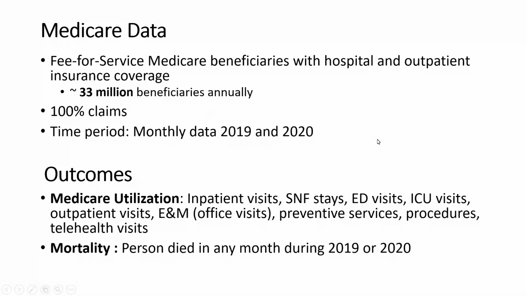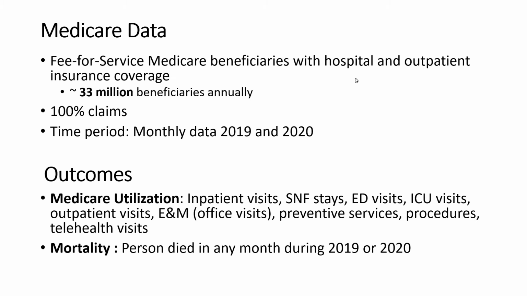So the data that we're using to look at this is Medicare data. There's a kind of virtual data center where you can get access to very recent data from Medicare. So we have access to the universe of claims on patients in fee-for-service Medicare. We have all of their hospital, outpatient, doctor visits, and so on. So it's about 33 million people, and we're going to use information from 2019 and 2020.